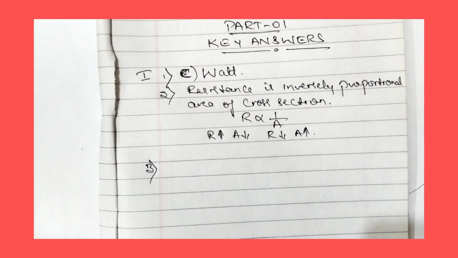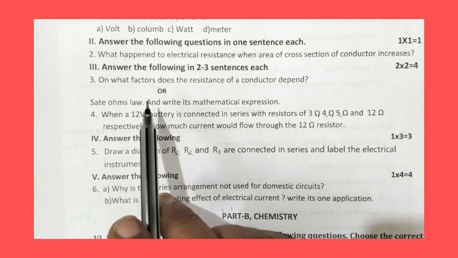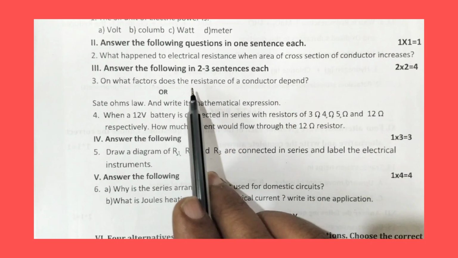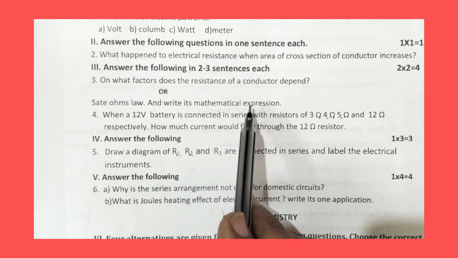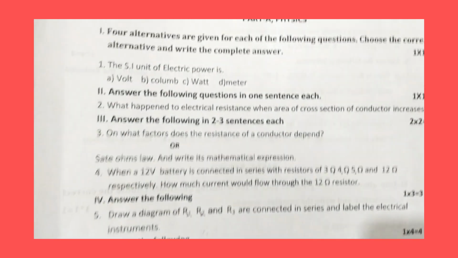So now let us move to the third question. What is the third question? On what factor does the resistance of a conductor depend? For that, one more option is there: state Ohm's law and write its mathematical expression. So an internal choice question is there. So now let us answer.